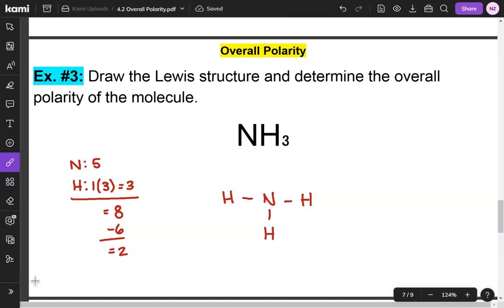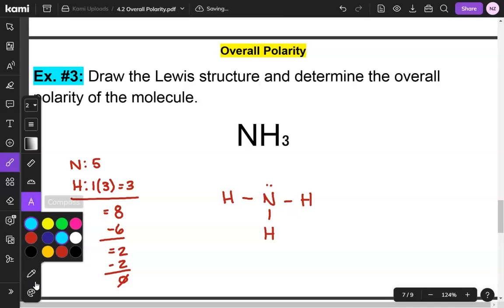Okay, so I have 2 left. All the hydrogens are happy because they all have 2. Let's put those last 2 electrons on our central atom. We are good. Okay, everything attached to nitrogen is the same, but we have a lone pair of electrons here. So that makes our molecule polar.